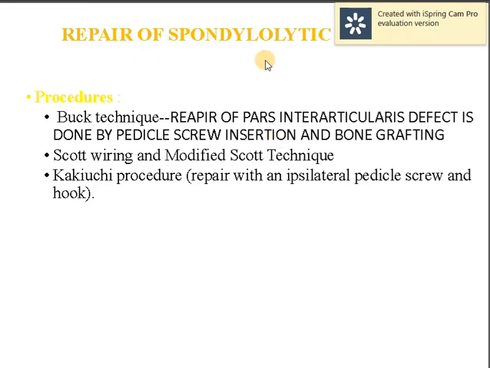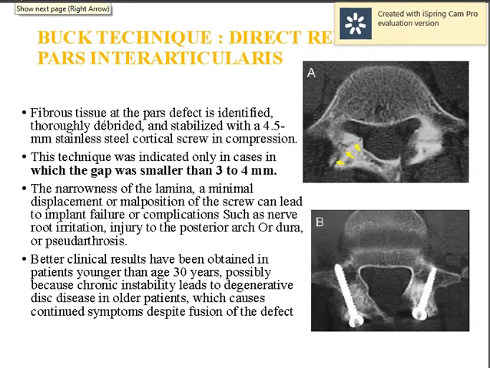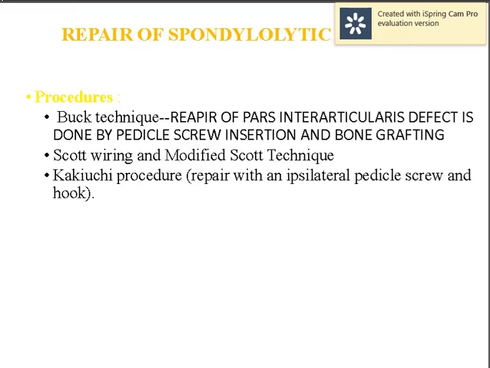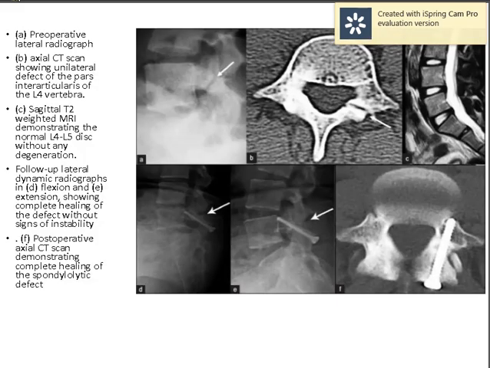Now, the repair of the spondylolytic defect is also called the Buck technique. The repair of the pars interarticularis defect is done by pedicle screw insertion and bone grafting. There is the Scott wiring and modified Scott technique. Also, the Kakiuchi procedure will repair with an ipsilateral pedicle screw and hook. So you just have to know these names. We don't have to go into too much detail of the surgeries.